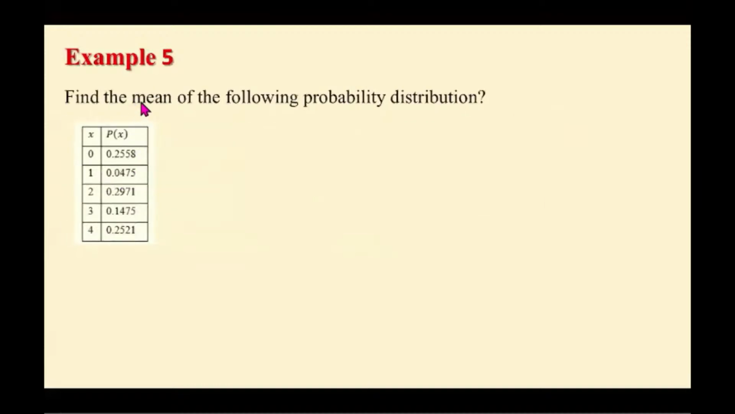Next problem: find the mean of the following probability distribution. Like in one of the examples we did before, we know the formula for the mean. The mean, denoted by mu, is the sum of x times p of x. You can see they have given x, and here we have p of x. So we multiply and add. The first one is 0 multiplied by that, so we write 0 times 0.2558. That is the first one.